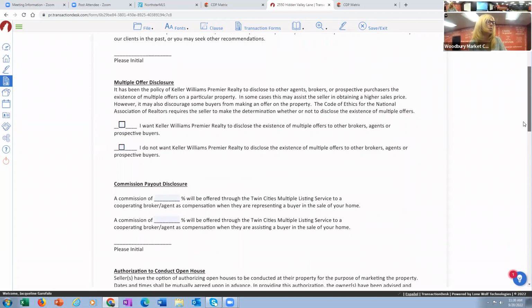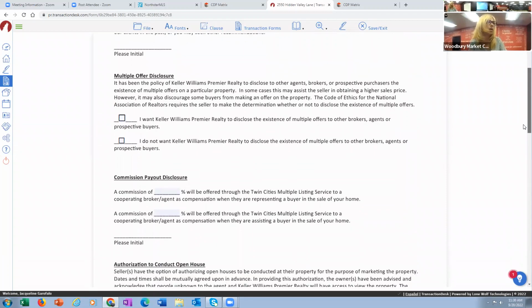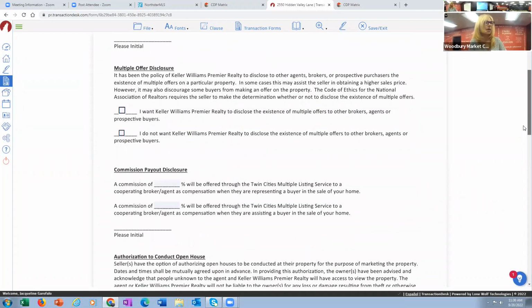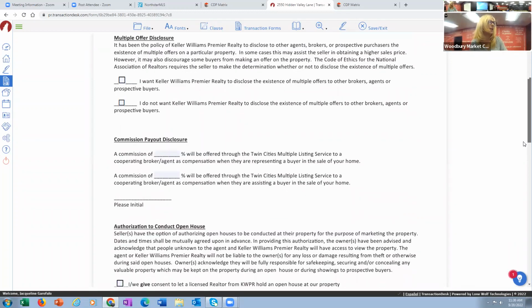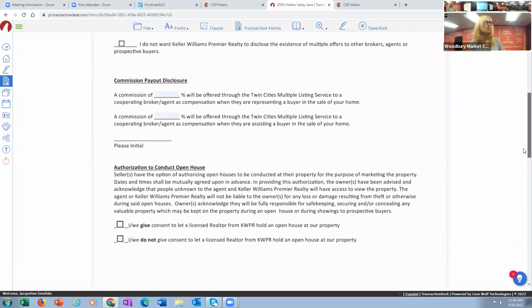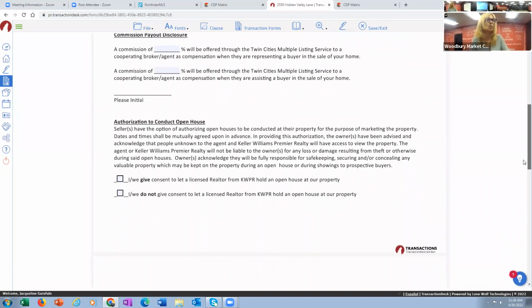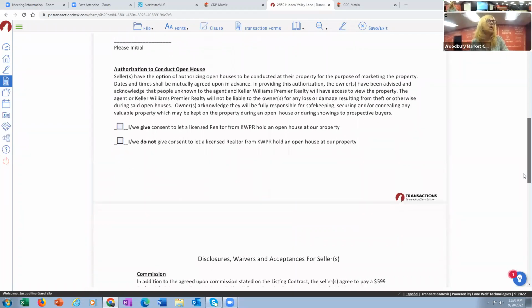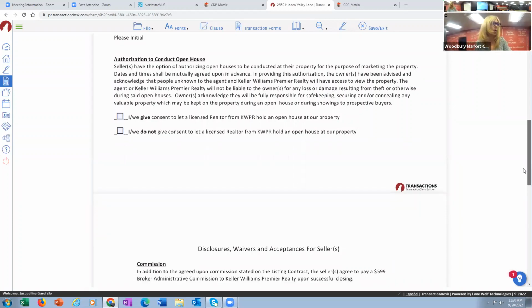Commission payout. This is where we talk about our commission, right? The 2.5, 2.7, of the 5.7 in our contract, 2.7 goes out to our buying agent at closing. This is where we talk about an open house. Do you give me consent to do an open house? We talk about open house, what that means, what that looks like, right? How I talk about how to secure, right? Secure your guns, secure your animals, secure anything on the property. That's really important.